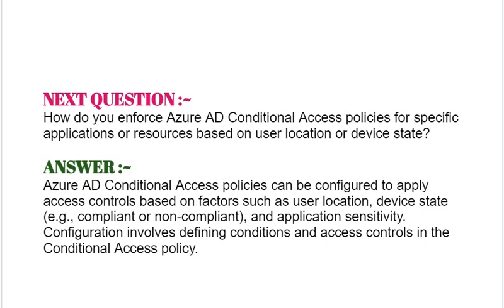Our next interview question is: how do you enforce Azure AD conditional access policies for specific applications or resources based on user location or device state? Your answer should be: Azure AD conditional access policies can be configured to apply access controls based on factors such as user location, device state, for example, compliant or non-compliant, and application sensitivity. Configuration involves defining conditions and access controls in the conditional access policy.